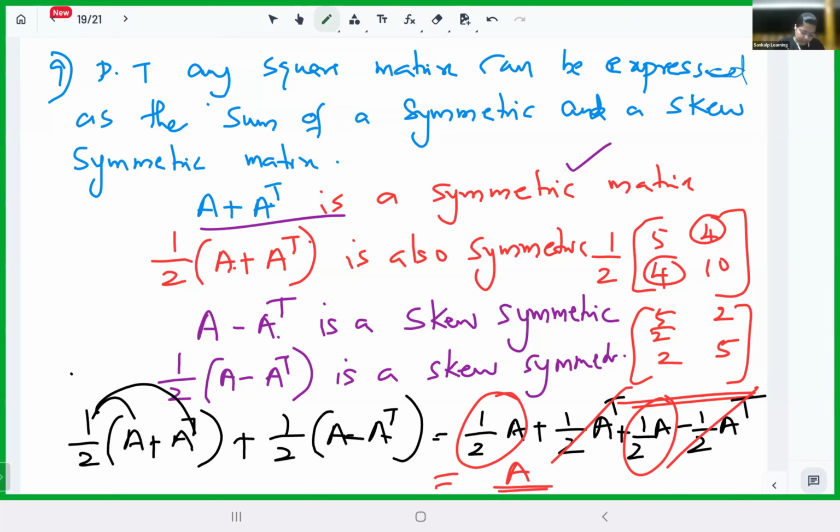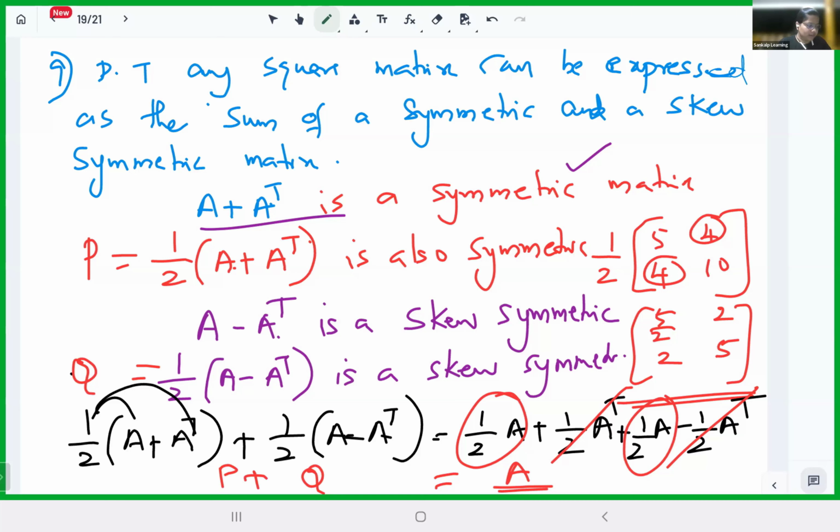Now, if I put this one as matrix P, and this matrix, half of A minus A transpose, as Q, now what have we got? P plus Q, right? P plus Q is equal to A. So we have proved that any square matrix A can be written as a sum of a symmetric and a skew symmetric matrix. Alright, now we are going to do a specific problem.